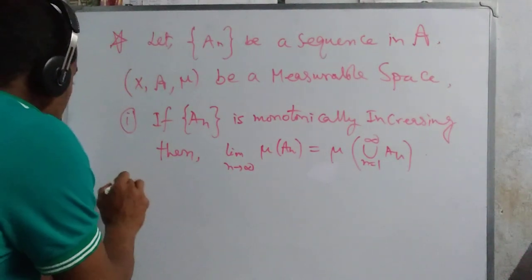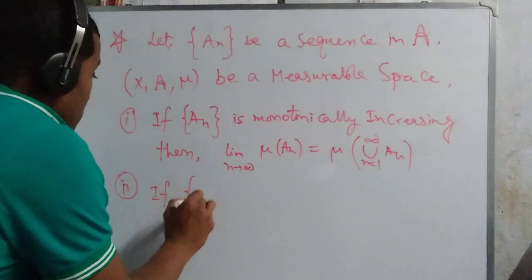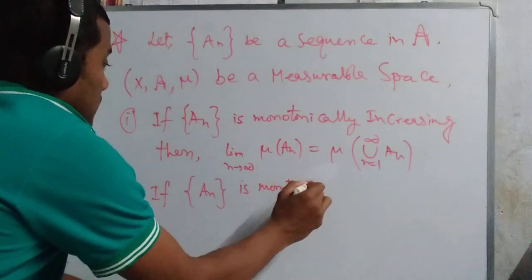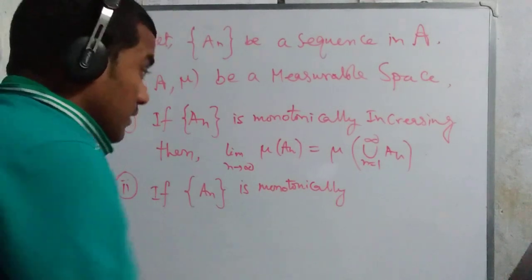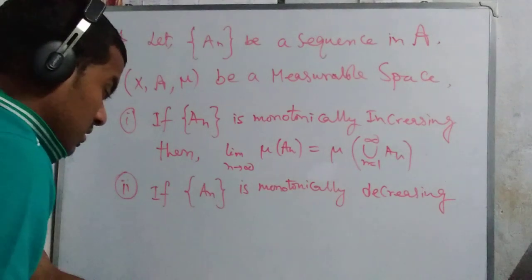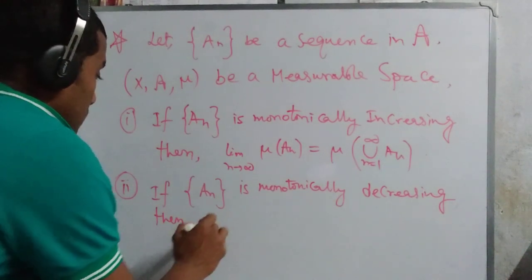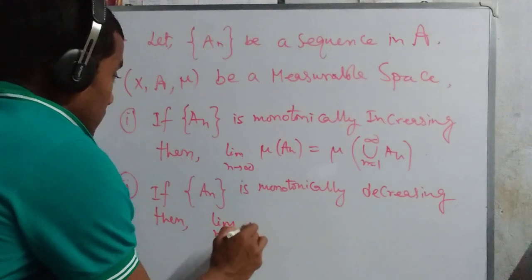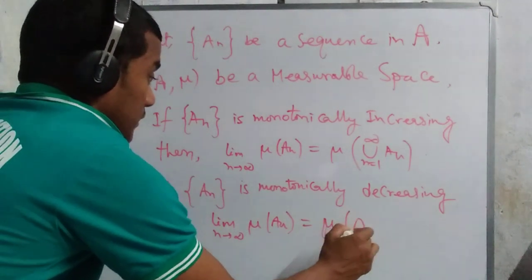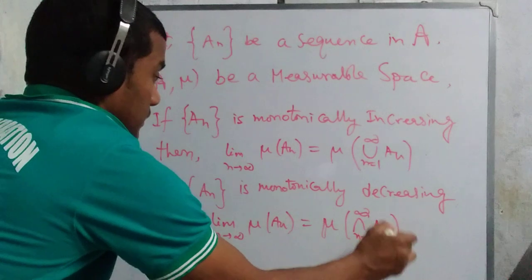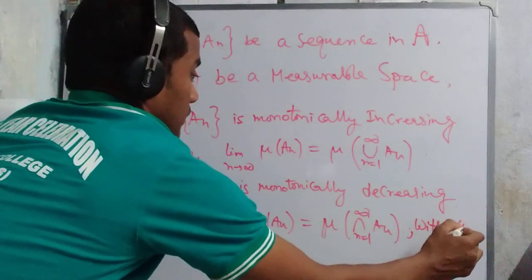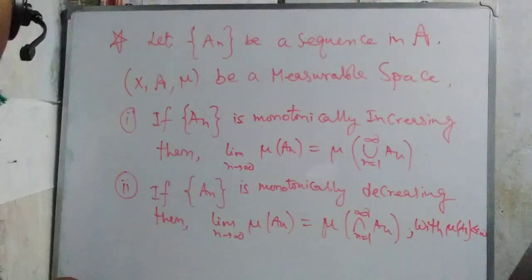Okay. Number 2, if A_n is monotonically decreasing, then the limit as n tends to infinity of mu of A_n equals mu of the intersection of A_n from n equal to 1 to infinity, with mu of A_1 less than plus infinity. Okay.